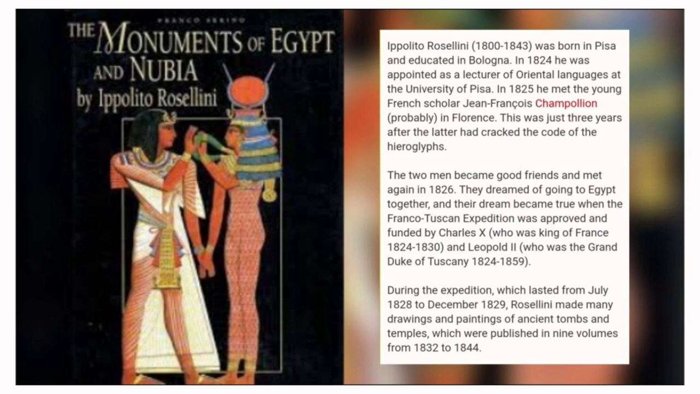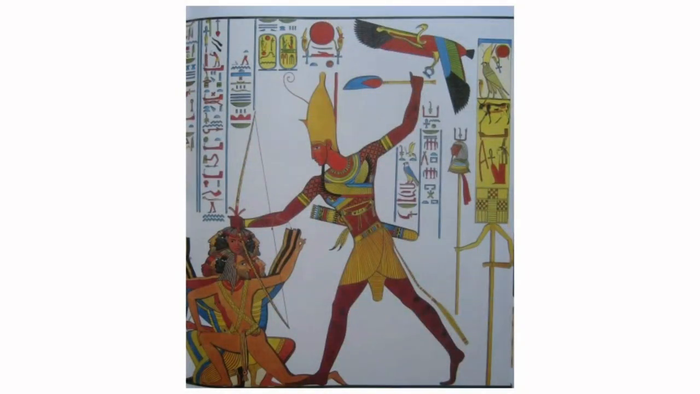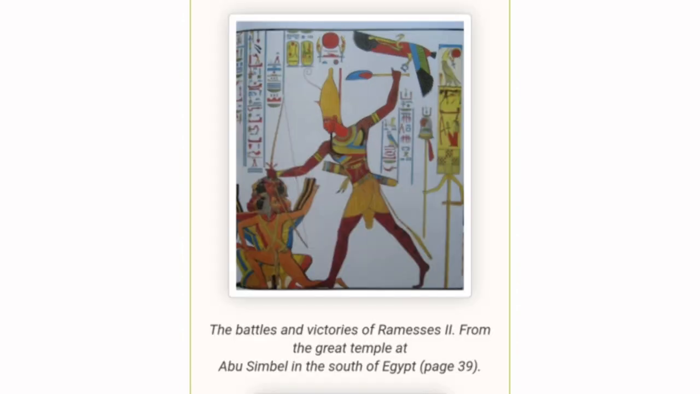During the expedition, which lasted from July 1828 to December 1829, Rossellini made many drawings and paintings of ancient tombs and temples, which were published in 9 volumes from 1832 to 1844. The battles and victories of Ramesses II from the Great Temple at Abu Simbel in the south of Egypt on page 39.